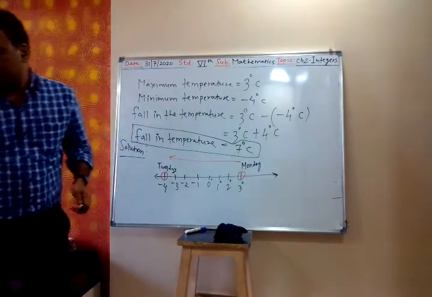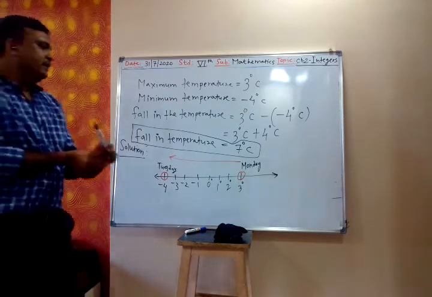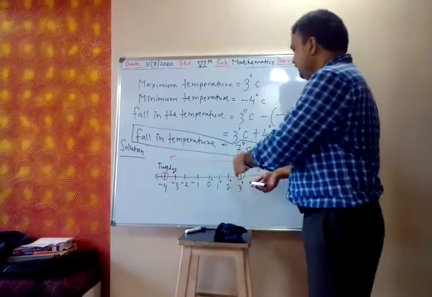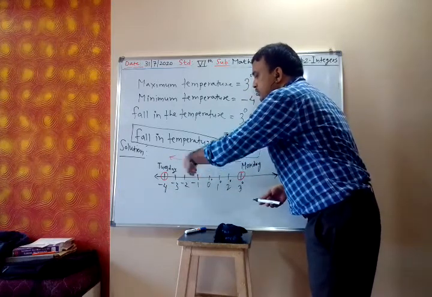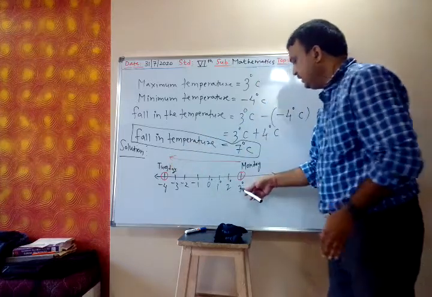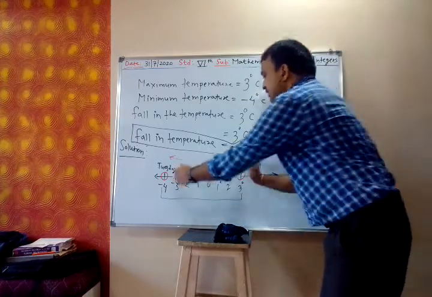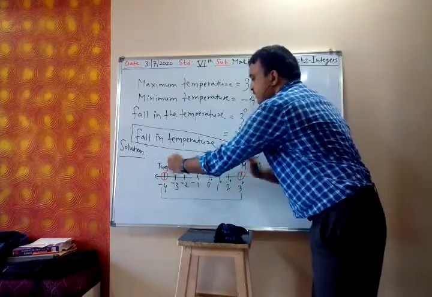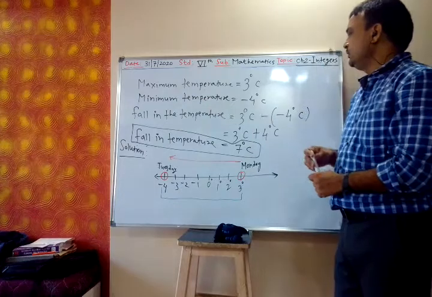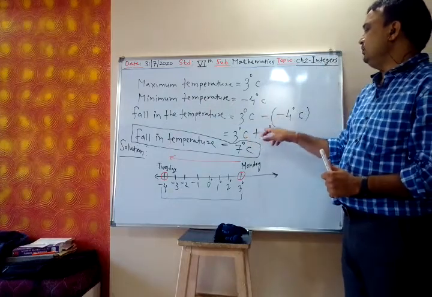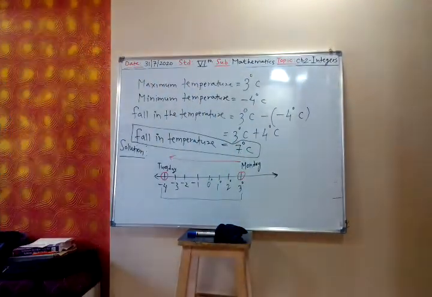So, what is the maximum temperature? Maximum temperature is on Monday 3 degrees Celsius. Then on Tuesday it fell down to minus 4. Fell down means it goes towards the left. So how much gap is there? This gap we have to find. This gap is the fall in the temperature. The gap between 3 and minus 4 is the fall in the temperature. So that will be 3 degree minus minus 4 degree. Minus minus becomes plus, 3 degree plus 4 degree is 7 degree.